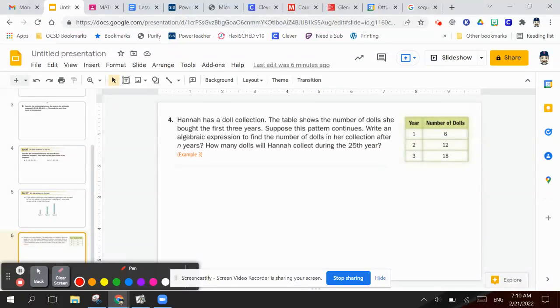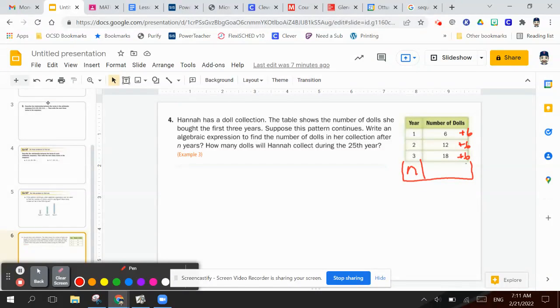So my example number 4, it says Hannah has a doll collection. The table shows the number of dolls she bought the first 3 years. So the first year she bought 6, the second year she bought 12, the third year she bought 18. Write an algebraic expression to find the number of dolls in her collection after n years. Well, if we go to n years, I know that I'm always adding 6.